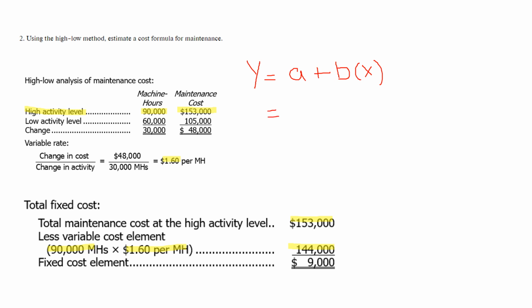So it's going to be our fixed cost element of $9,000 that we just determined, plus our variable cost per unit of $1.60 times the number of units. So that is our final cost formula for maintenance.